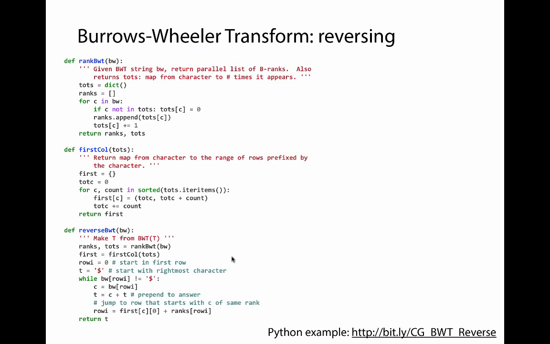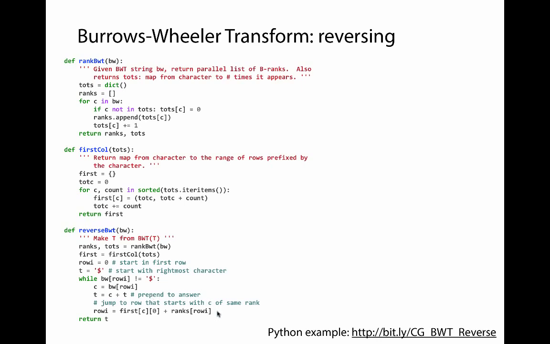And then finally, here's the function that actually reverses the Burrows-Wheeler transform. We're going to go get those ranks, and that pre-processed version of the number of occurrences of each alphabet character. We're going to start in the first row. Here's our partially recreated string T, which we're going to repeatedly prepend to as we recreate more characters. And then here's our loop. Basically, we're going to keep going until we see a $ sign in the last column, like we said before. We're going to get the character that's in the final column of the row that we're currently in, and prepend that to our answer so far.